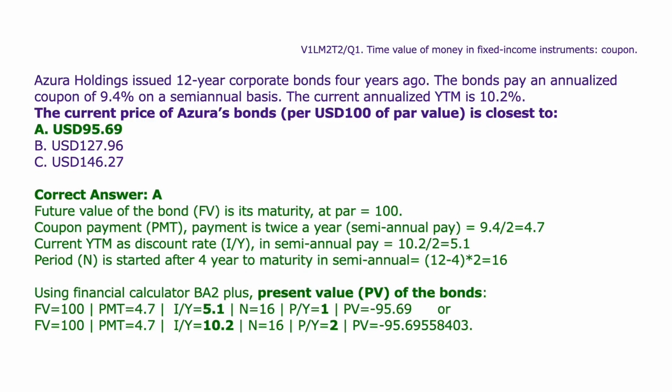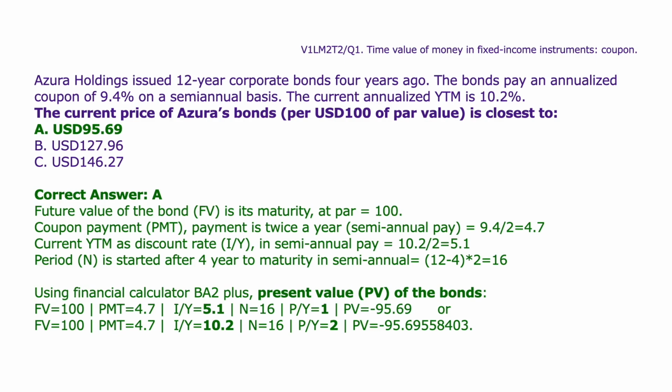Coupon rate 9.4% is lower than YTM 10.2%. The bond must trade below par $100. Option B $127.96 and option C $146.27 are impossible. They would require a coupon higher than YTM.